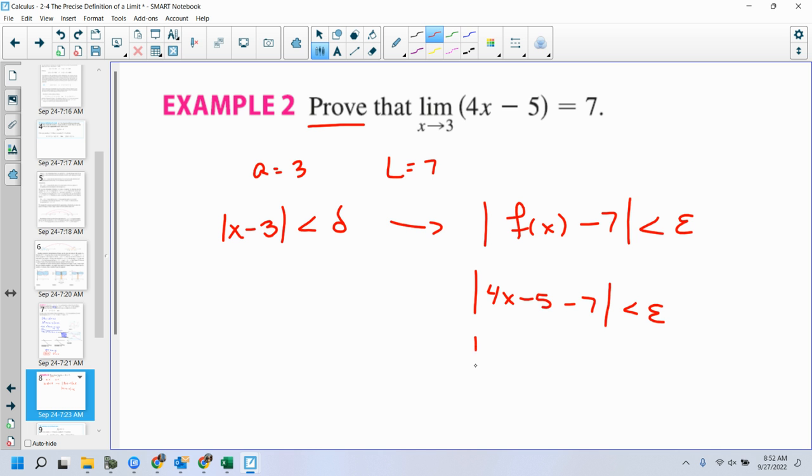Reduce it. 4x minus 12. I didn't actually reduce it. 4x minus 12 has to be less than epsilon. I can factor out a 4, right? Yes, you can actually factor it all the way to the outside.